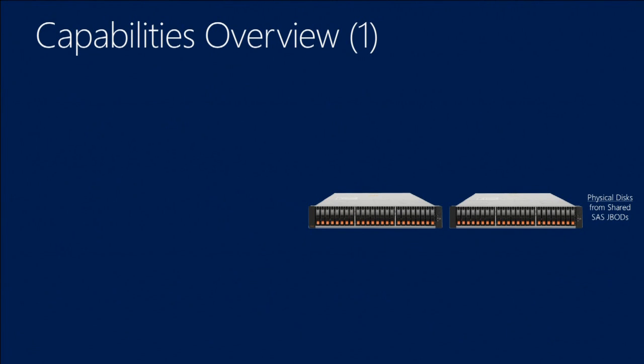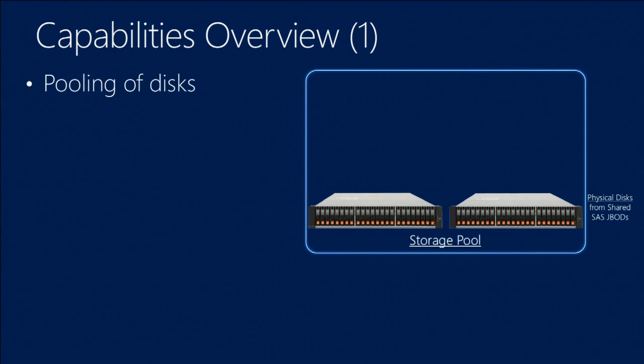So let's build up Spaces starting from JBODs. Here I have 2 24-bay JBODs, so a total of 48 disks. With Spaces, I'm not managing the physical disks. I don't need to worry about the physical disks. Okay? I don't create RAID groups. I don't do any of that.